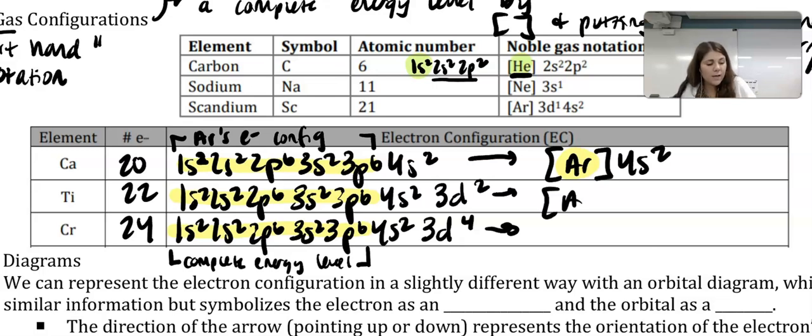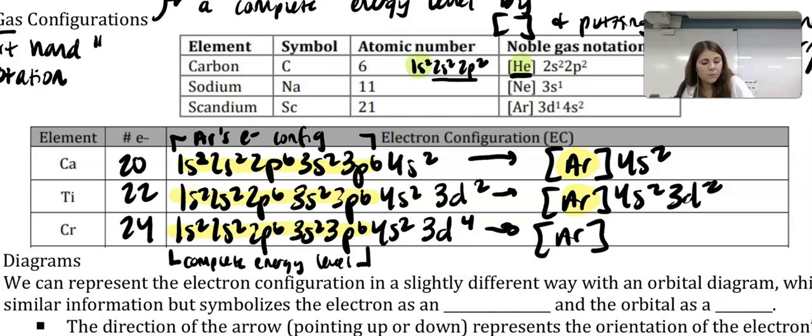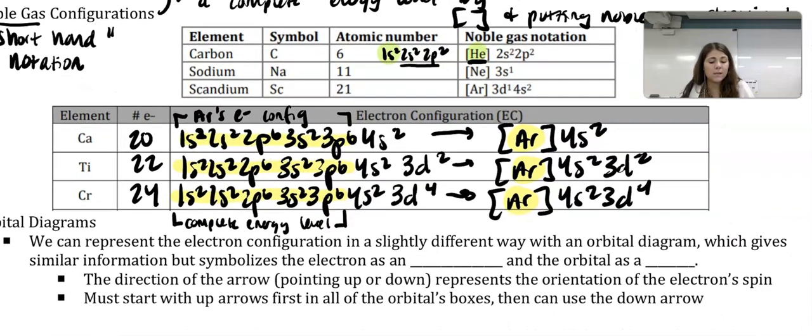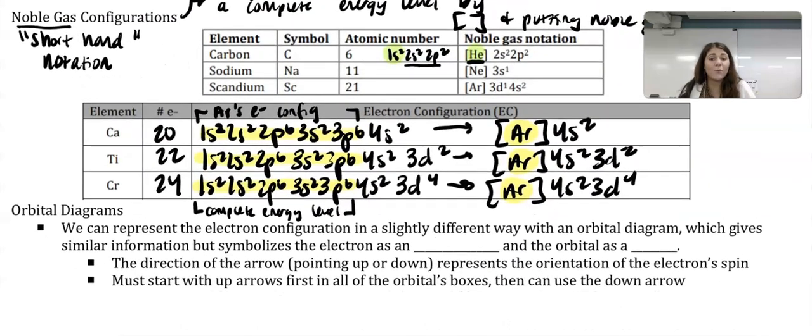And if I do that for the next one, I have argon in brackets, 4s2, 3d2. And then lastly, brackets of my noble gas, and then whatever remains to indicate what element I was working on. Here again, this is a shorthand. You're more than welcome to use it if you are able to, based on the wording on the test, okay?